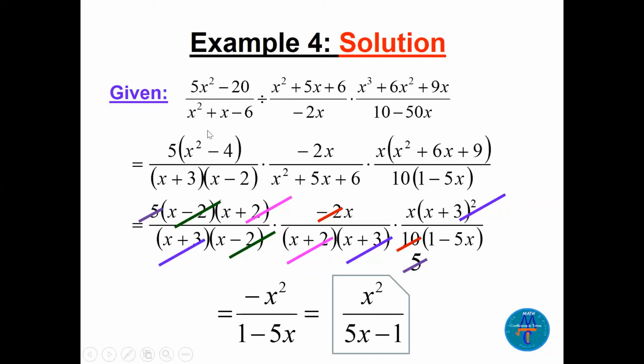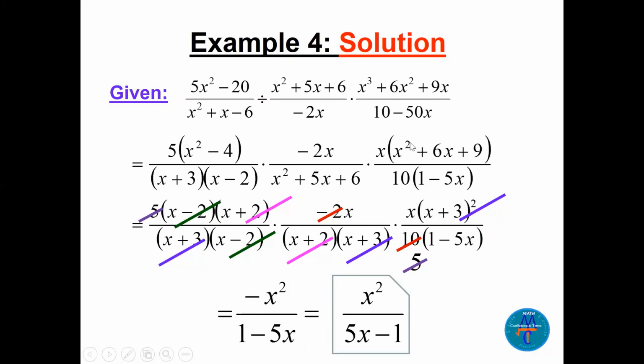The first fraction we leave. See 5 here, take it as a common factor, x squared minus 4. This is a trinomial, trinomial means 3 terms, x plus 3, x minus 2. Change division into multiplication and take the reciprocal. So the minus 2x becomes the numerator and this one the denominator. Leave this one here. Oh, take a common factor here: x cubed, 6x squared, 9x, take a common factor.